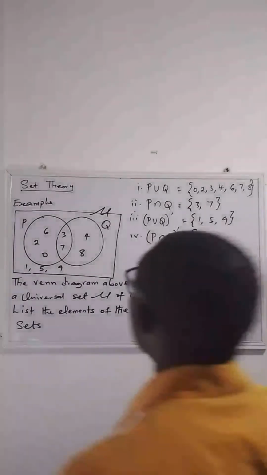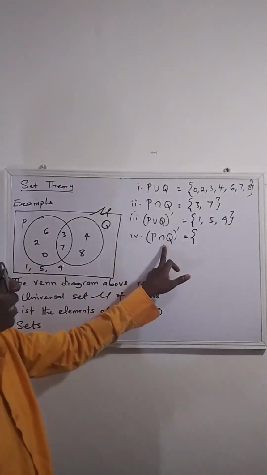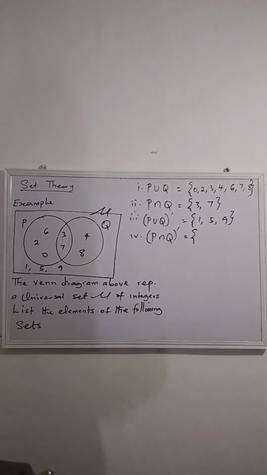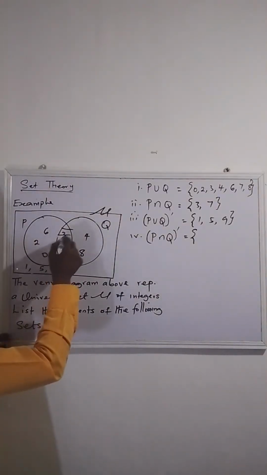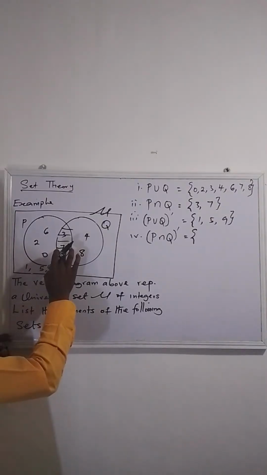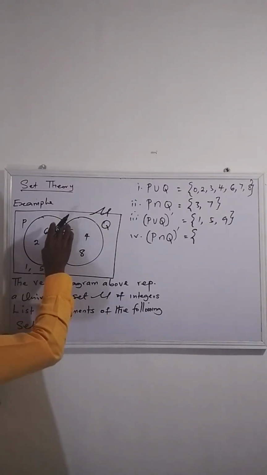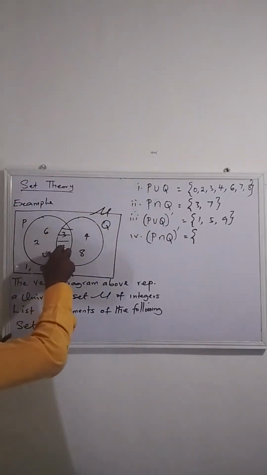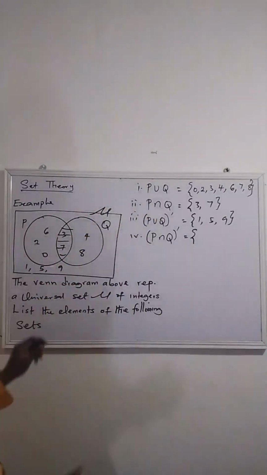Yes, now can we do it together? Now let's do it together. Now, P intersection Q complement. Now, the question I ask myself, where is P intersection Q? P intersection Q here. So this is 3 and 7. The complement are those ones that are not here, but they are outside. Those ones that are not here, but they are inside the universal set. So they are.